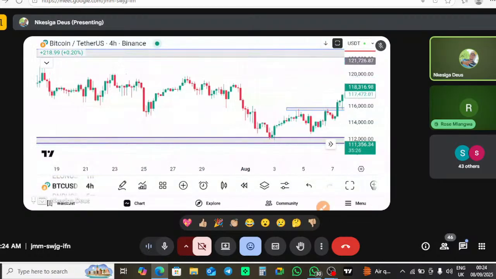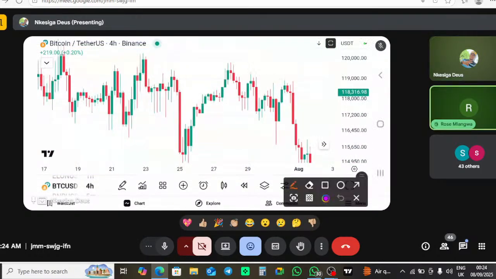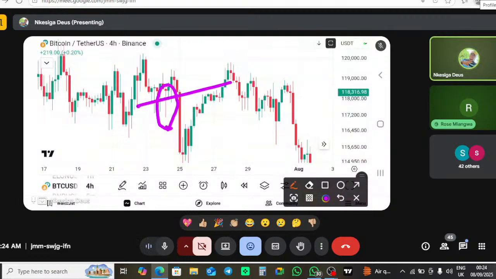Now look at this as well. This is a hanging man, or what we call the hammer. It is happening in an unnecessary area. There is no support here. There is no resistance here. It is for what? Now, if you look at it and feel like whenever you see it, you trade, you are finished.